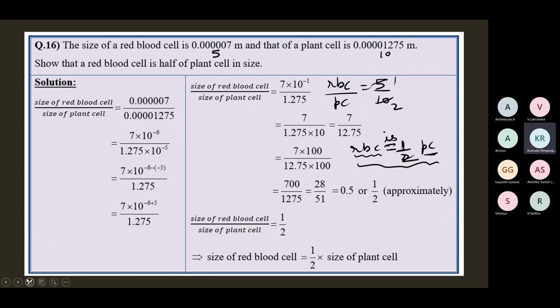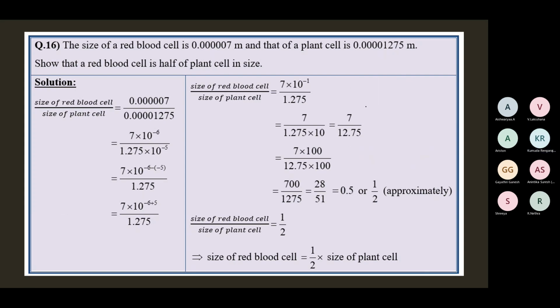If you read this mathematical statement in words: RBC by PC is equal to 1 by 2, on cross multiplying RBC is equal to half of PC. So read this as, the size of a red blood cell is half the size of a plant cell. Half of the size of a plant cell, because half into means half of. That's exactly why we start like this.